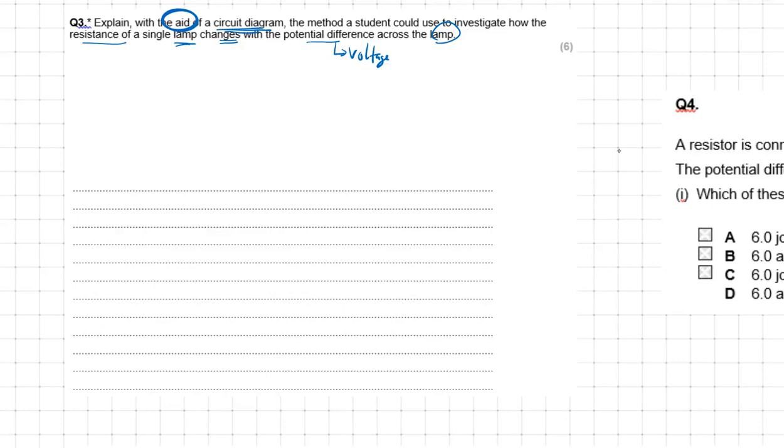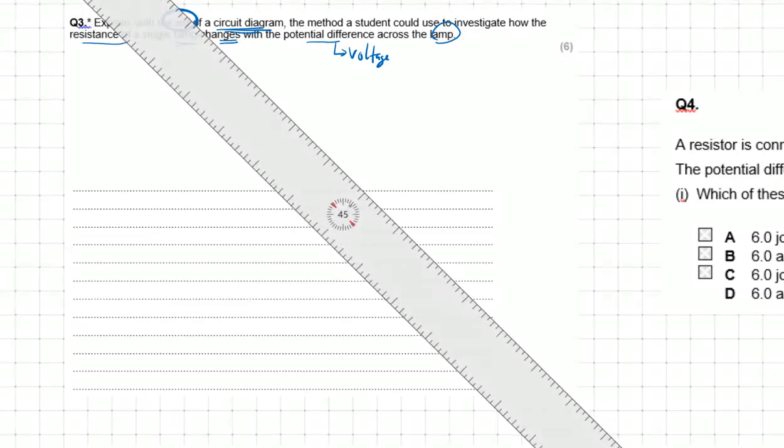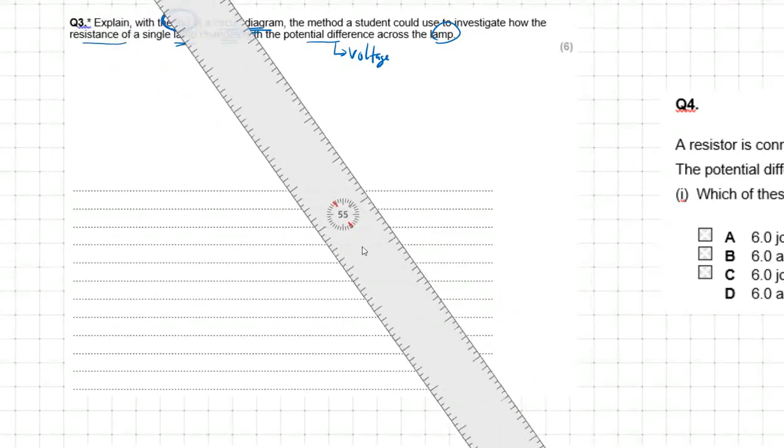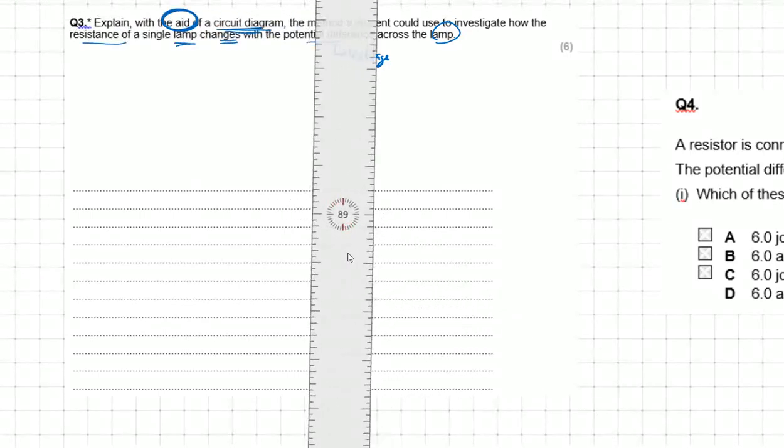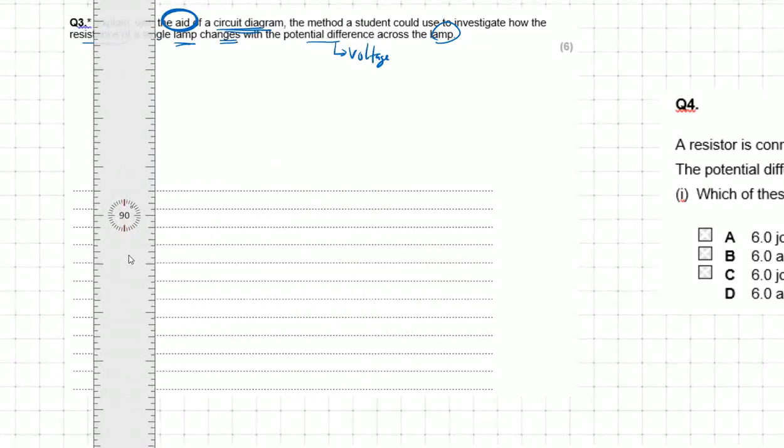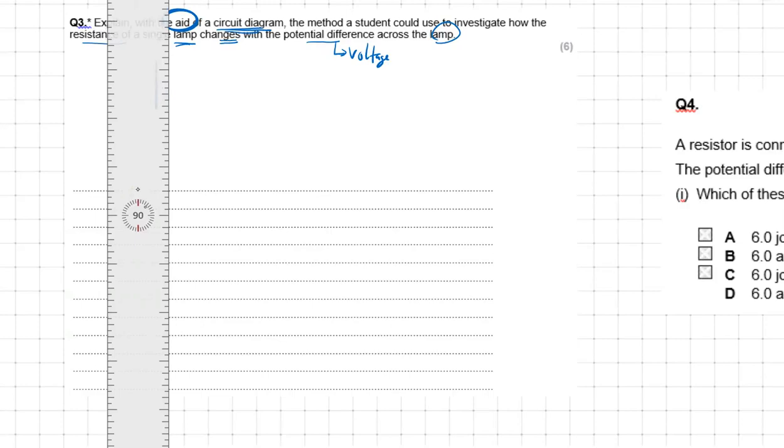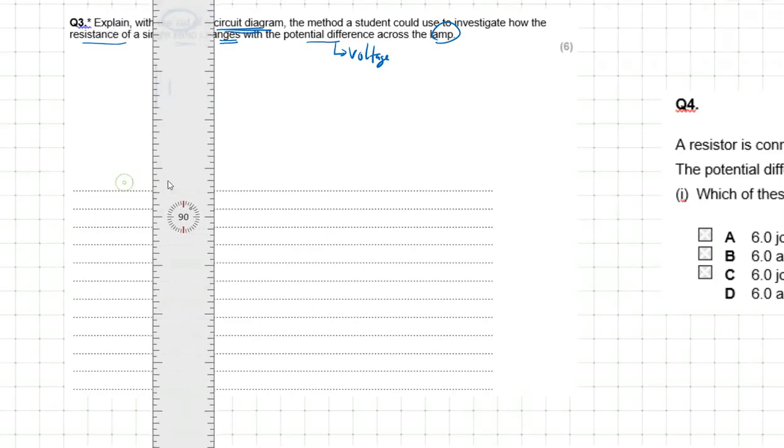So first of all, we need to have a circuit diagram. In that circuit diagram, we've got the battery. Ideally, you're going to be using a ruler. Alright, so you're going to have your battery or your cell, your power pack.